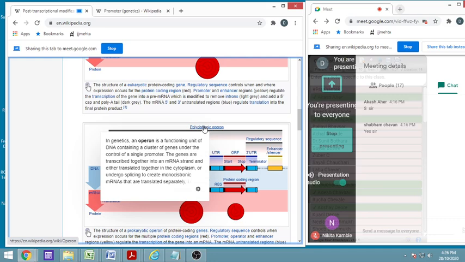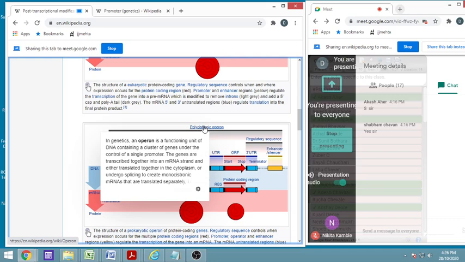Now suppose there are 10 proteins put in one operon. If you require only one protein, then the messenger RNA which is formed for the 10 will be spliced and the 9 will be put aside, and only the one that is needed will be made for protein synthesis. So this is how these operons work.